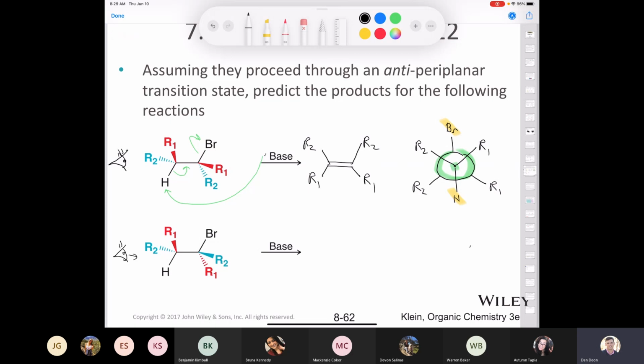So what would I see? If I look down here, I've got my carbon in the back, I've got my carbon in the front, my hydrogen is going down. I've got my R2 group over here. I've got my R1 group here. The other one, I've got the bromine. It's anti-periplanar. Anyhow, now I've got the R1 down here, and I've got the R2 over here.